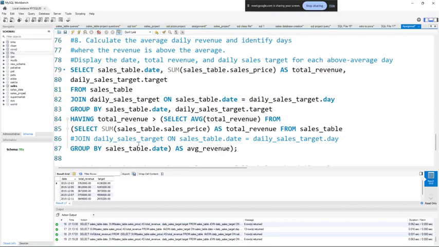Now, why do I have this here? Why am I joining with the daily sales target? The reason why I'm doing that is because for our table, it is valid even if you put it or you don't put it.